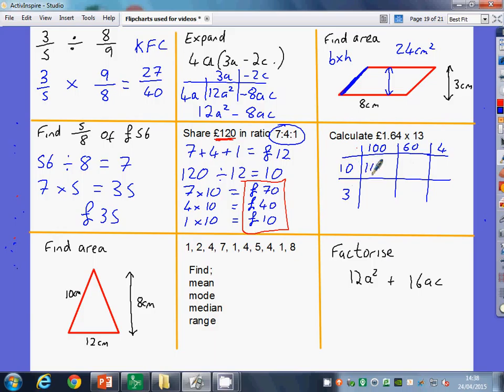So 10 lots of 100 is 1,000. 10 lots of 60 is 600. 10 lots of 4 is 40. 3 lots of 100 is 300. 3 lots of 60 is 180. And 3 fours are 12. We add those together.